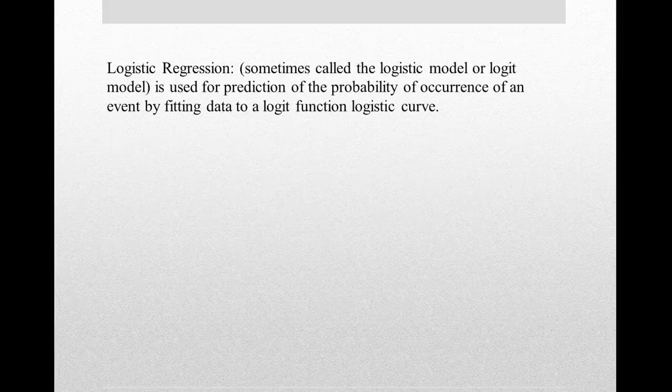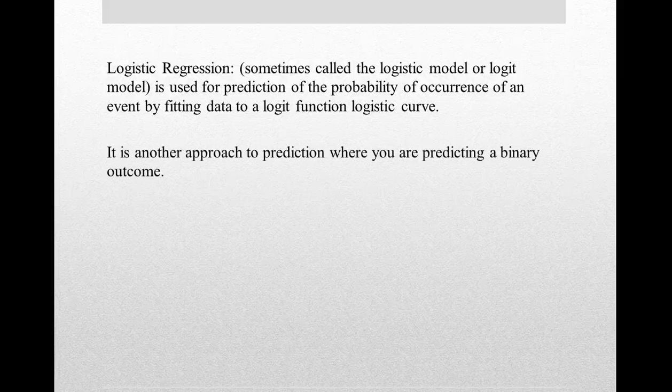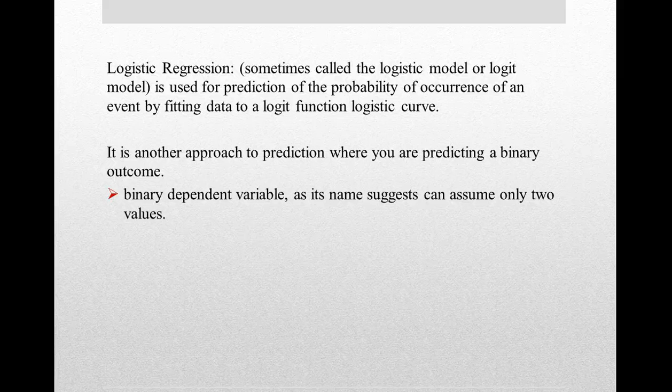After this brief introduction to using dummy variables in regressions, we now turn to the topic of logistic regression, which is designed to analyze the relationship between independent variables and a binary dependent variable. A binary variable, as its name suggests, can assume two values. Logistic regression, which is sometimes called the logistic model or logit model, is used for prediction of the probability of occurrence of an event by fitting data to a logit function logistic curve. It is another approach to prediction where you are predicting a binary outcome, which can assume only two values.